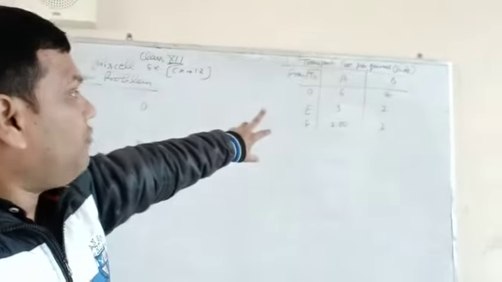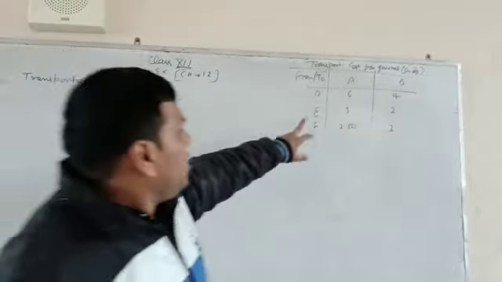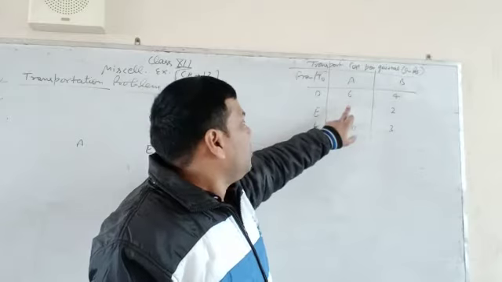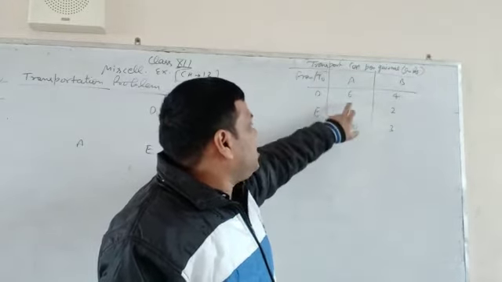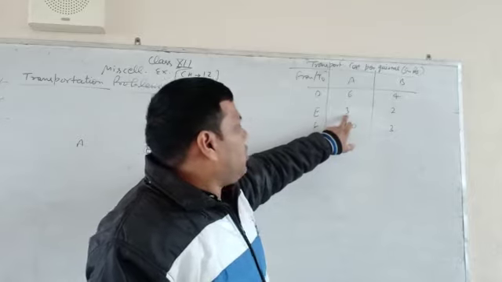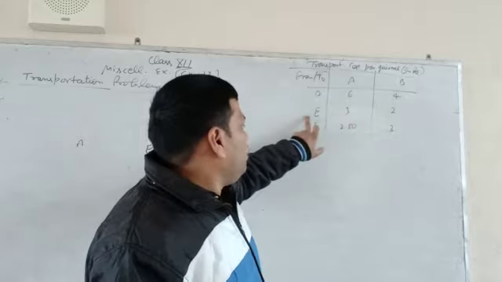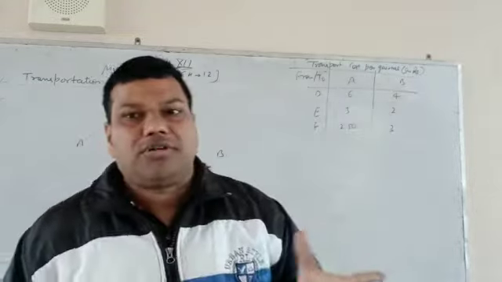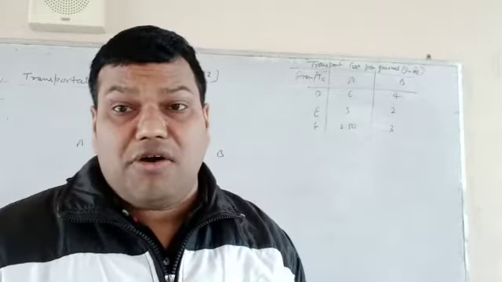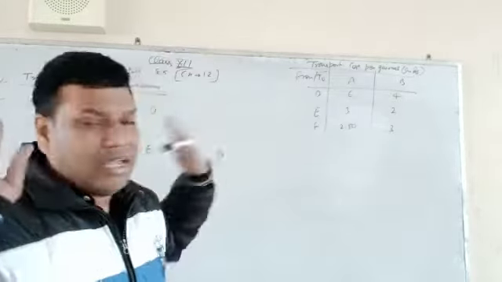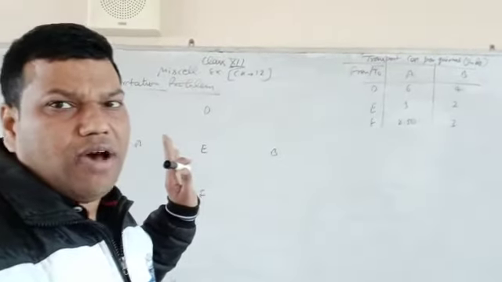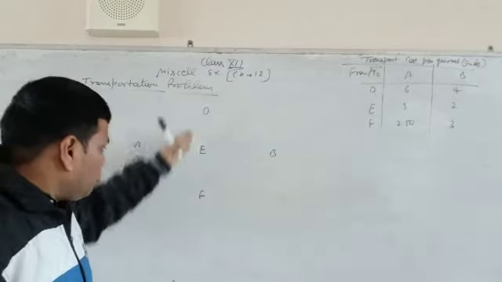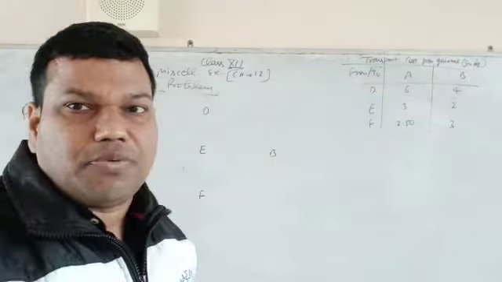The cost of transporting the things is given. If you are transporting from A to D, then the cost will be 6 rupees per quintal. 3 rupees means you are sending per quintal at 3 rupees to E and 2.50 to F. Also from B, these are the costs. Transportation cost depends on how much the distance is, so it is given there. We have to solve how many quintals of grain must be sent from A and B to these depots. This is the transportation problem.